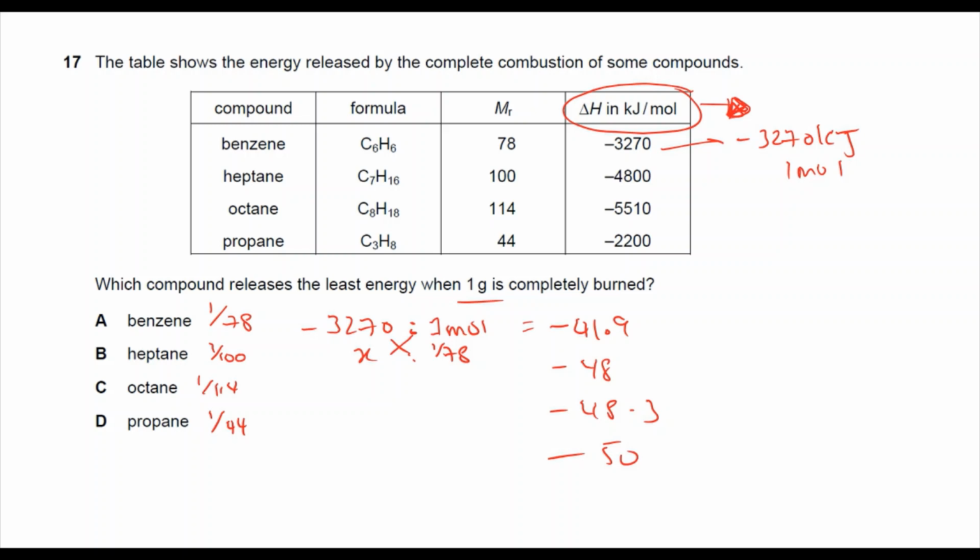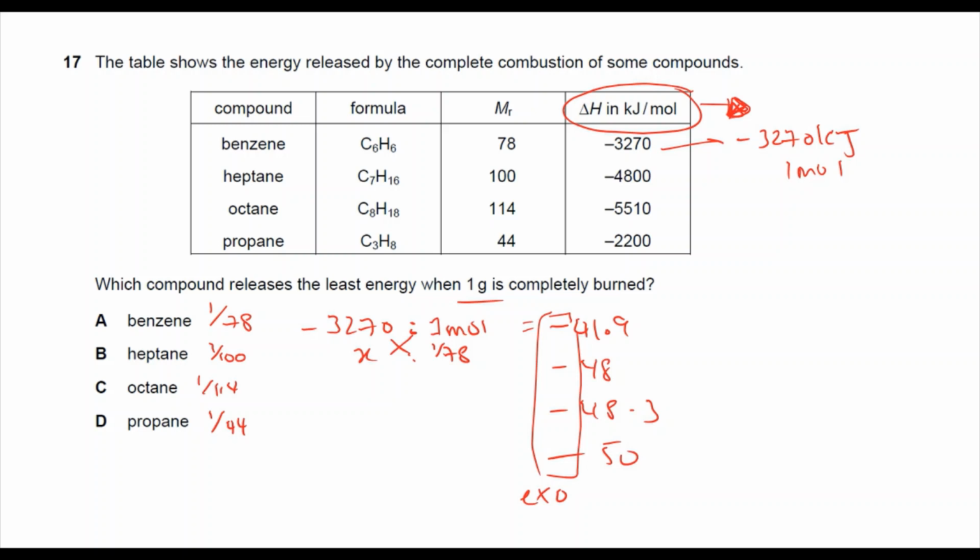For this one, what I did was 1 over 100, multiplied by 4800, because for heptane there's a new value. 1 over 100 into 4800, right? And the answer was minus 48. So I repeated this process for all four, and don't get confused by these negative values. These negative values only signify that the reaction is exothermic. They have no more importance than that. Don't treat them according to mathematics.